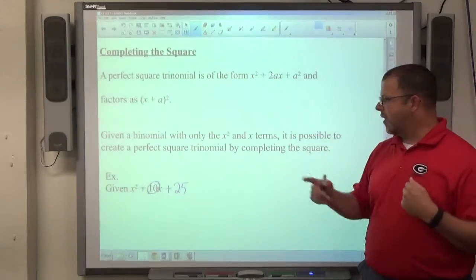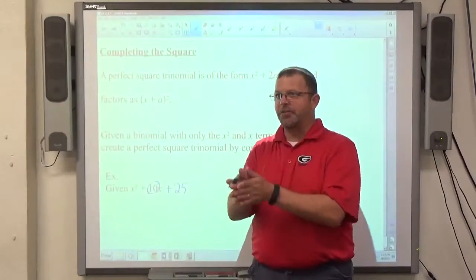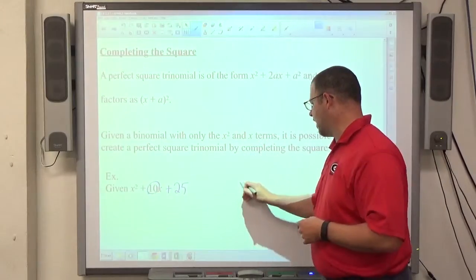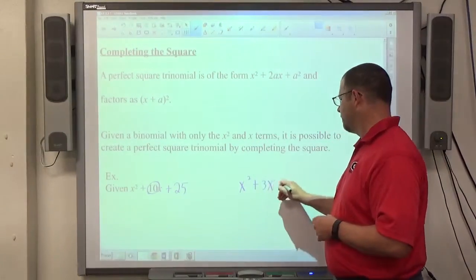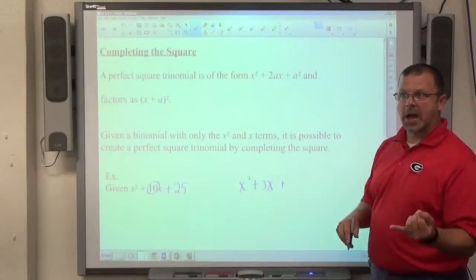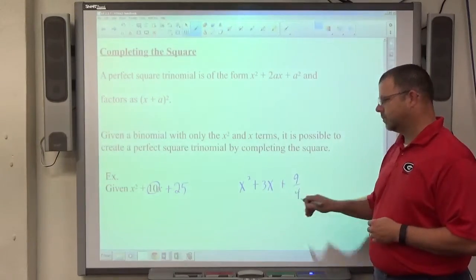All right? If that number happens to be odd, create a fraction. Let's say x squared plus 3x is happening. Half of 3 is 3 halves. 3 halves squared is 9 fourths.